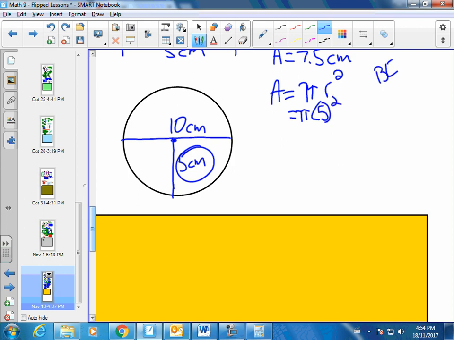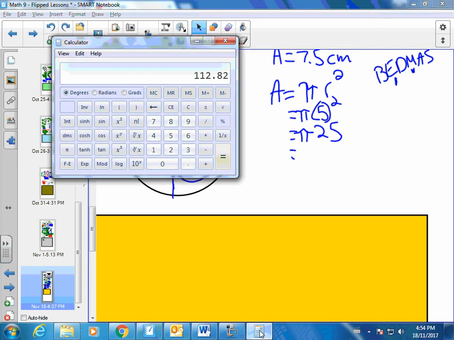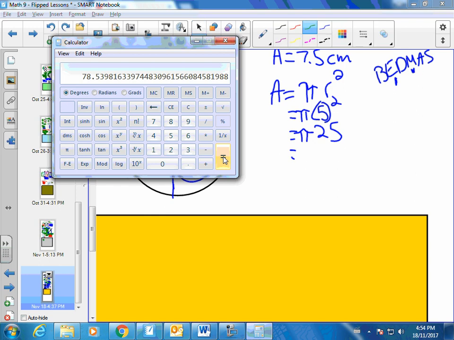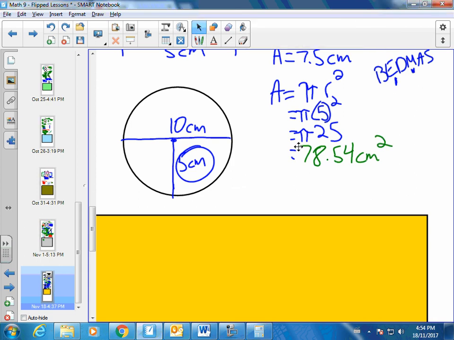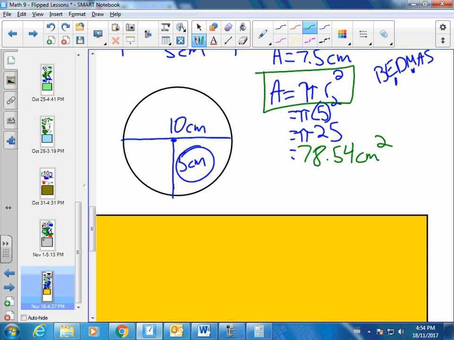Remembering our order of operations, I know that I have to deal with exponents before I can deal with multiplication. So my pi is going to be multiplied by 25. 5 squared equals 25. I can go ahead and punch that into my calculator. 25 times pi gives me an answer of 78.54 centimeters squared. Okay, so that is how our formula for area of a circle works.